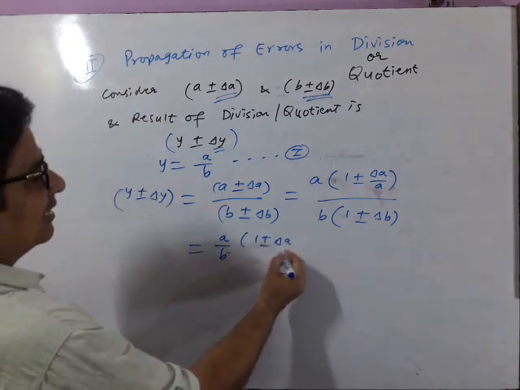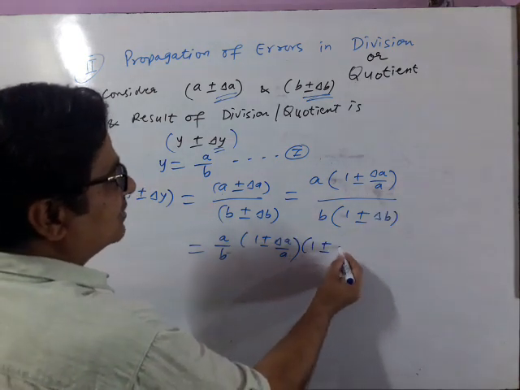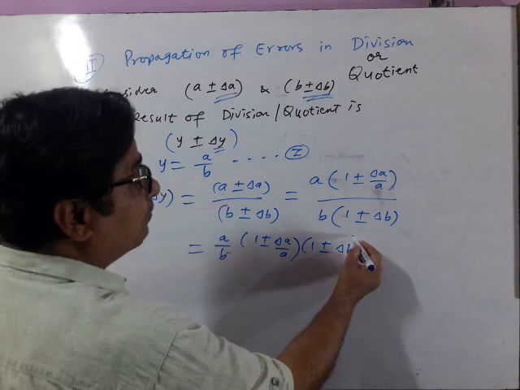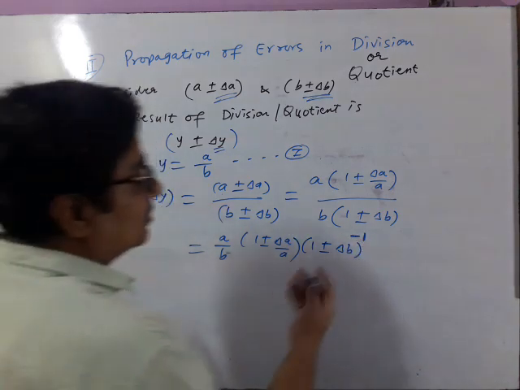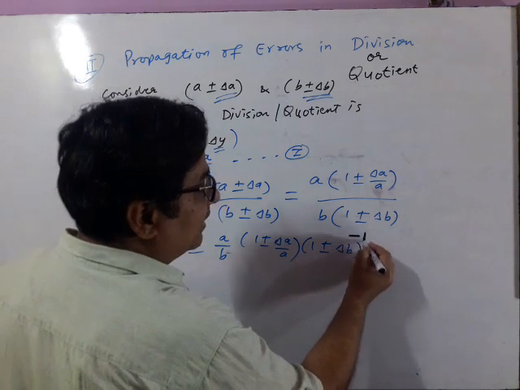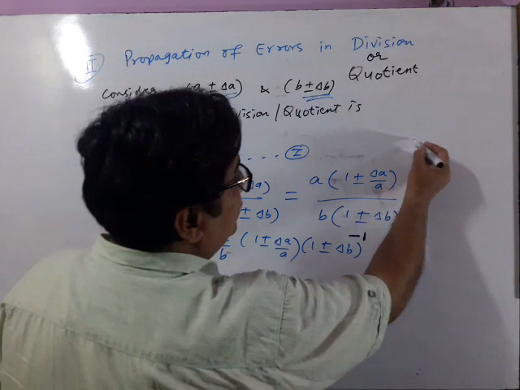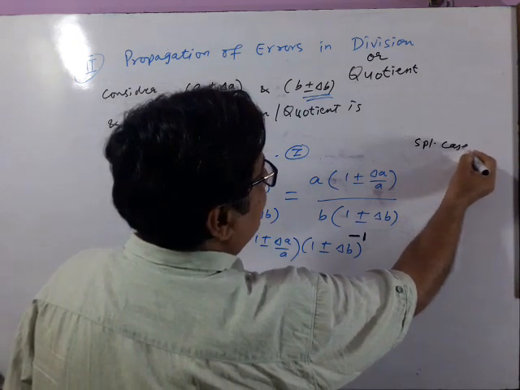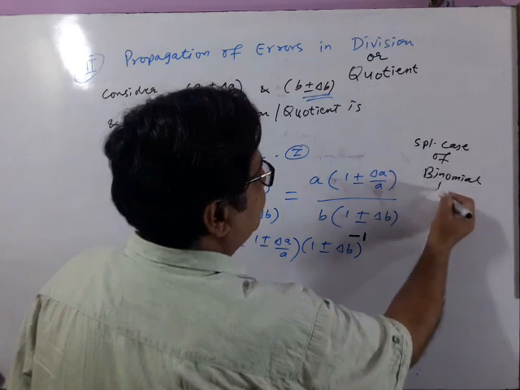1 plus minus delta A by A, and take it in numerator 1 plus minus delta B whole power minus 1. Now focus on this, whole power minus 1. Now we will apply binomial theorem. This is called special case of binomial theorem.